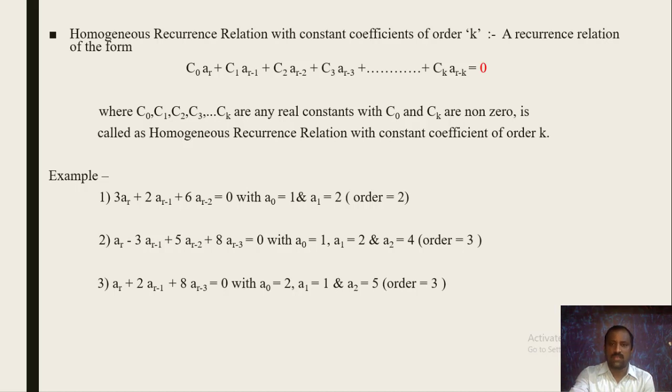Let us see once again, a reconciliation of the form C0 AR plus C1 AR minus 1 plus C2 AR minus 2 plus up to so on plus CK AR minus K is equal to 0, where C0, C1 up to so on CK are any real constants, provided that C0 and CK are non-zero, is called as a homogeneous reconciliation with constant coefficients of order K. Okay, what are the points to remember? RHS is equal to 0, C0 and CK are not equal to 0, and how to identify the order?